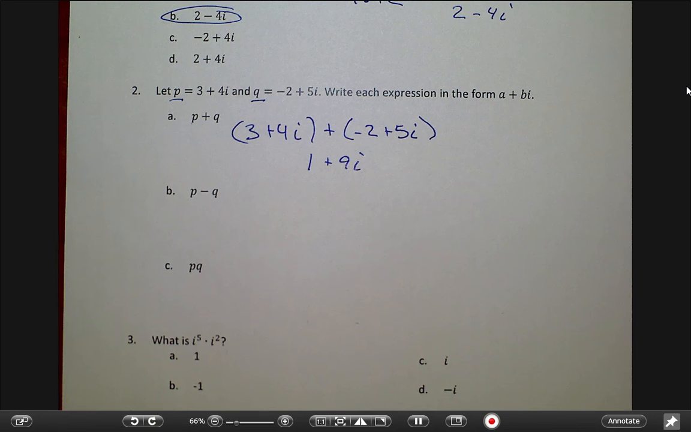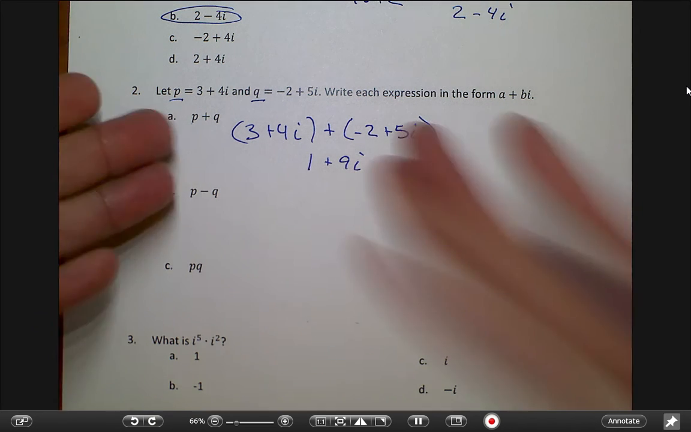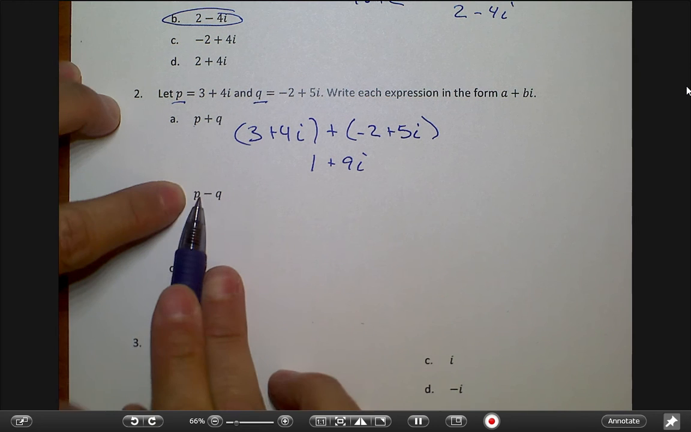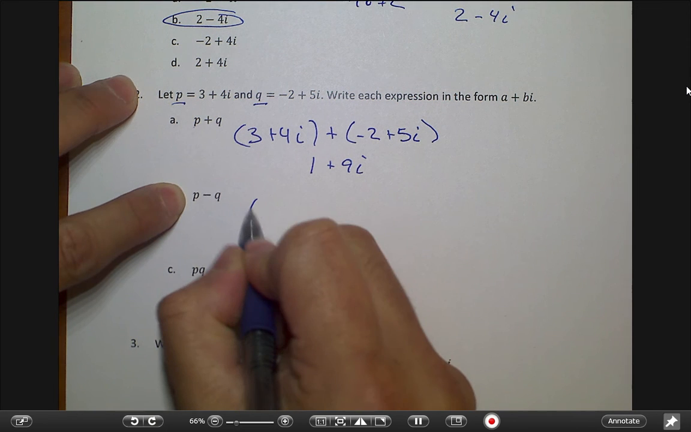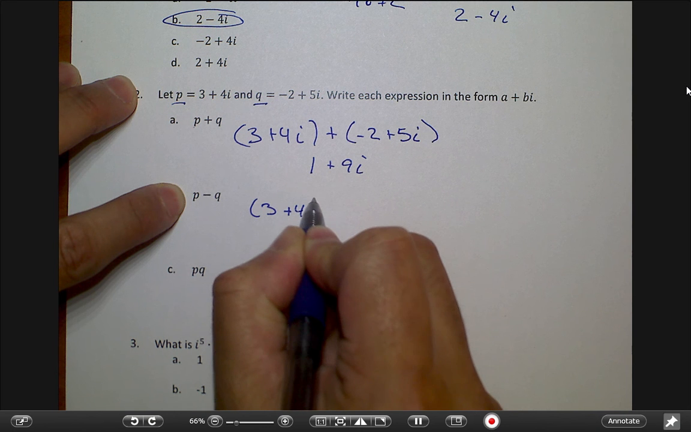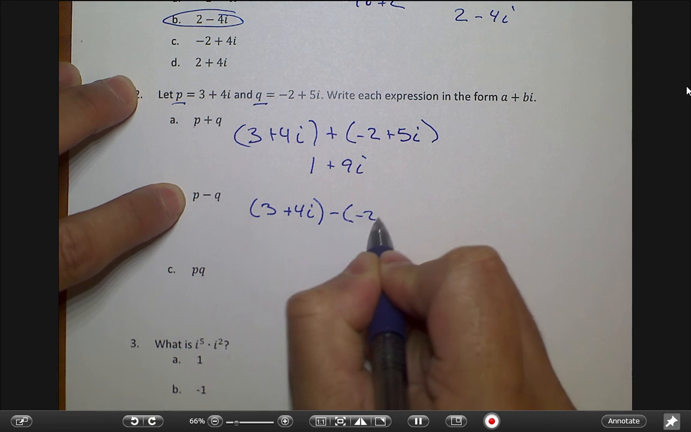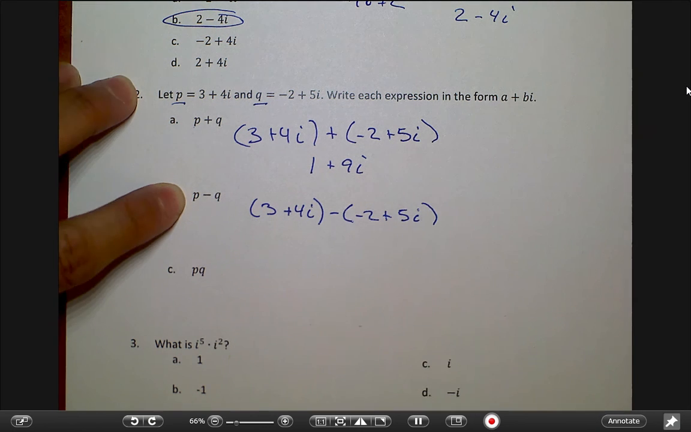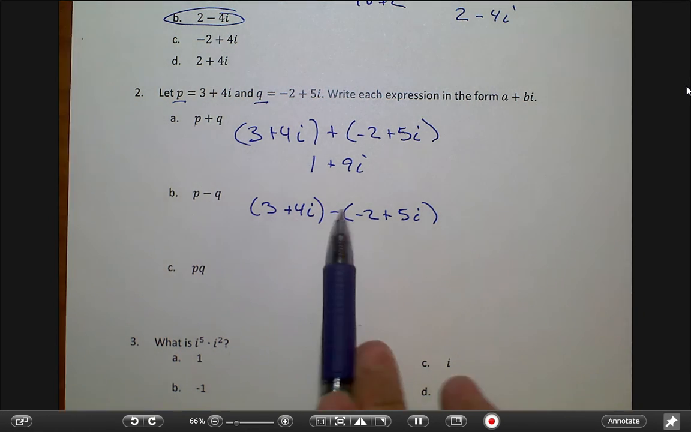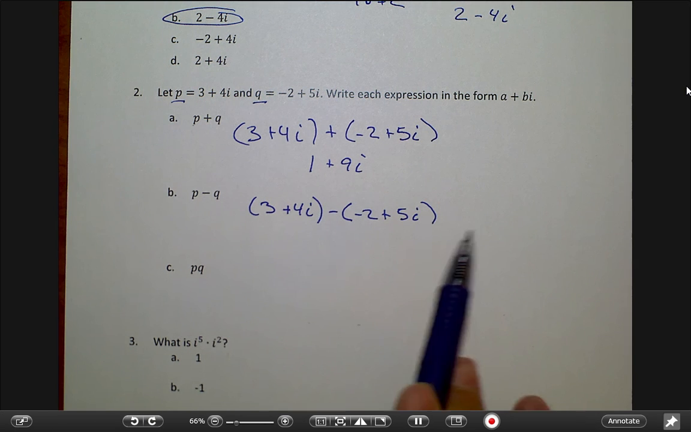So even if you are that person who puts everything in the calculator right away, you've got to at least do this part to see what you put in the calculator. Now, P minus Q. So it's going to be 3 plus 4I minus negative 2 plus 5I. So if you're one of those few people that pay attention every day, what do I have to do with that negative? I have to distribute it, right? Before I can combine, I need to distribute.